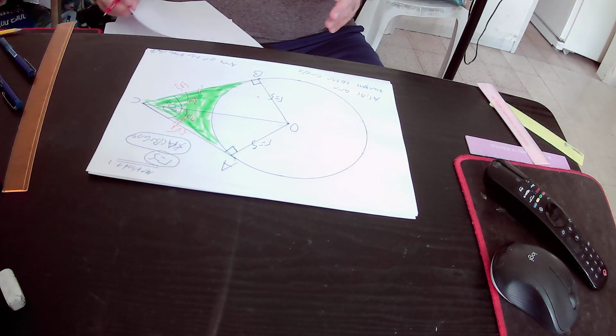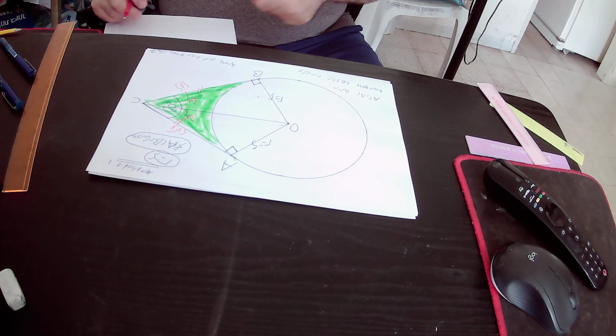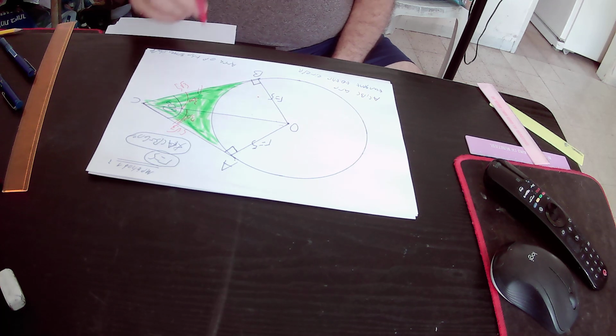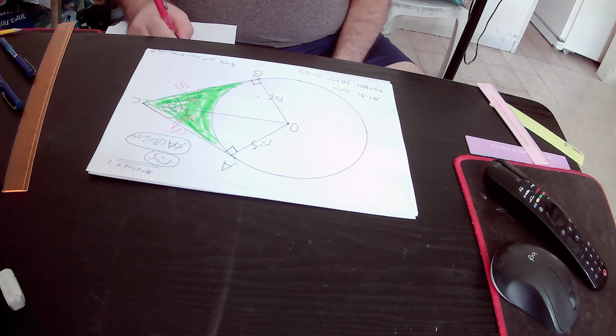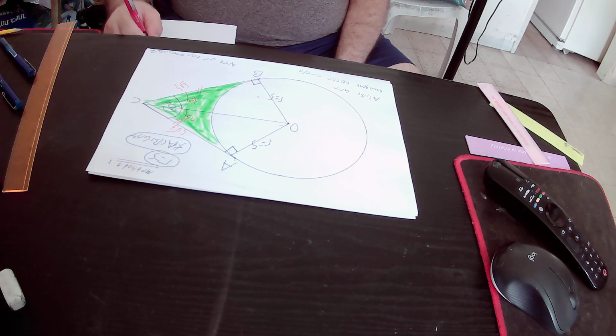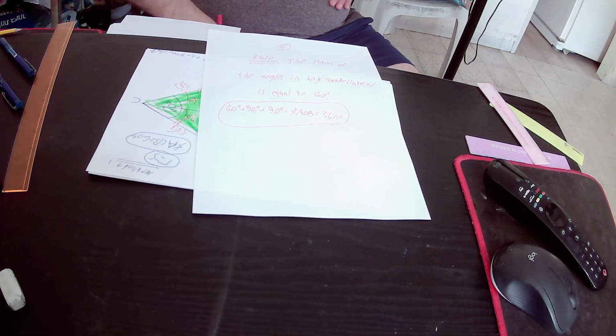And especially in quadrilateral ABCO, according to that rule, the sum of the angles must be equal to 360 degrees. So what is the sum of the angles in quadrilateral ABCO? The sum of the angles in quadrilateral ABCO equals 60 degrees plus 90 degrees plus 90 degrees plus the size of angle AOB. The sum of those four angles must be equal to 360 degrees according to the rule that I stated.